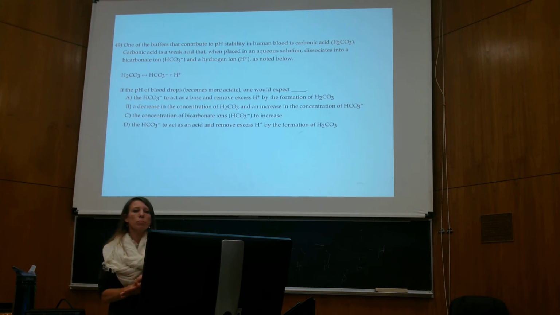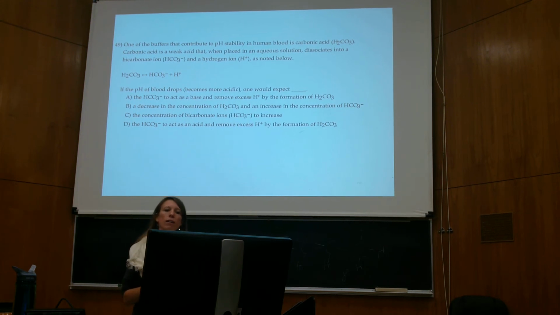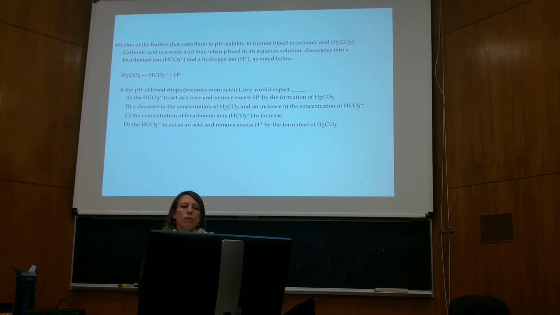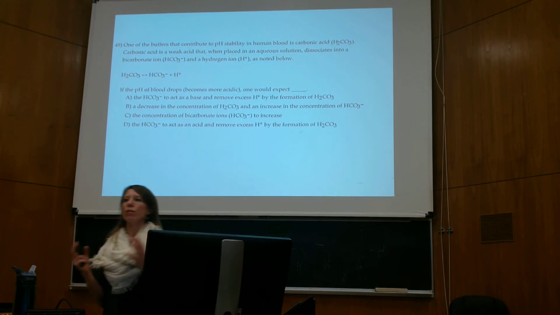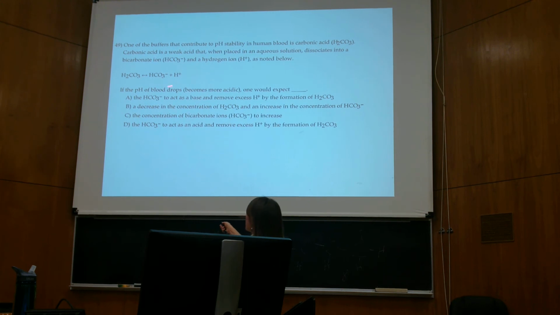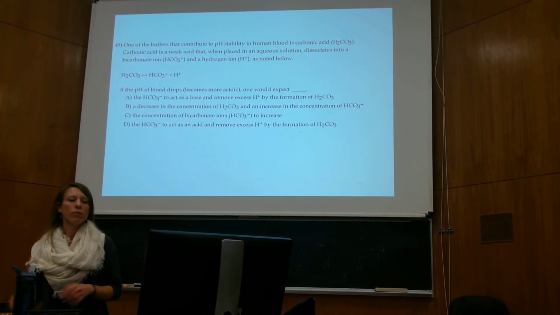One of the buffers that contributes to pH stability in human blood is carbonic acid. Carbonic acid is a weak acid. When placed in an aqueous solution, it dissociates into the bicarbonate ion and a hydrogen ion as noted below. Okay, so remember buffer systems help maintain the pH in cells or in a solution, right? So they can go back and forth. So this can either dissociate to add hydrogen here if it needs to increase acidity to keep it balanced, or this can bind to the hydrogen and pull hydrogen out of the solution to help it balance the pH that way if it needs to be.